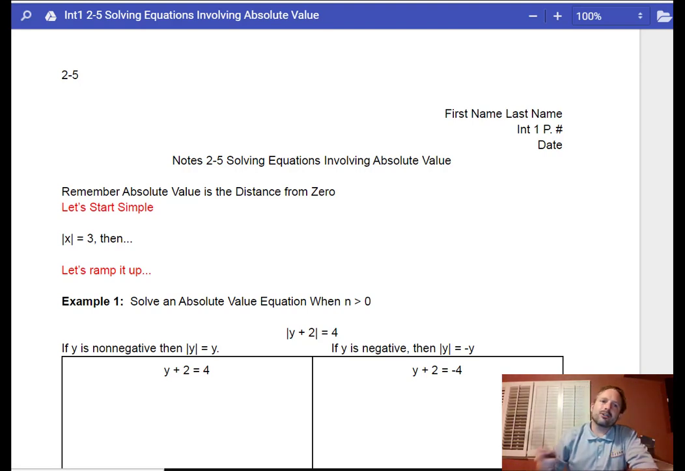Hello everyone, make sure you write your 2-5 in the top left hand corner and your information in the top left hand corner. The topic we're covering today is solving equations involving absolute value.